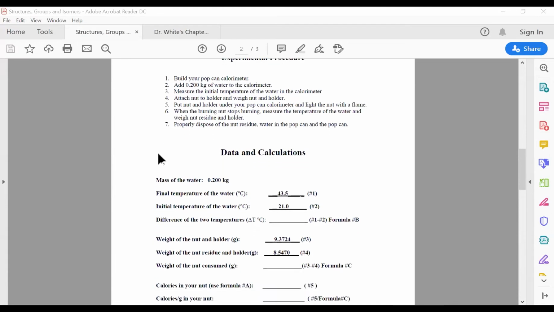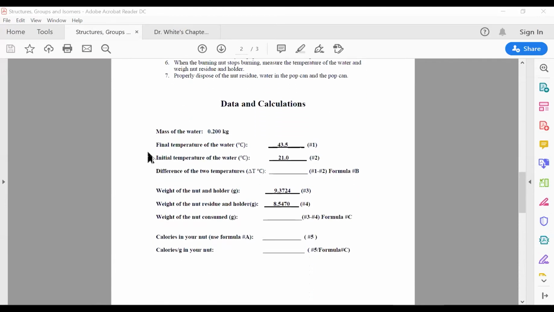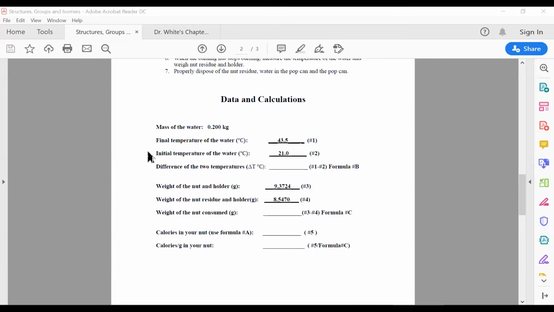All right, now, what you see now, the data and calculations, you would do yourself. I'm giving you some of them. Here's the mass of the water. You need that. Here's your final temperature, your initial temperature. Your delta T is number 1 minus number 2. See how nice Dr. White is to really help you out? Now, your initial weight of your nut and holder was this. Your final weight was this. And the difference, 3 minus 4, was the weight of the nut consumed.